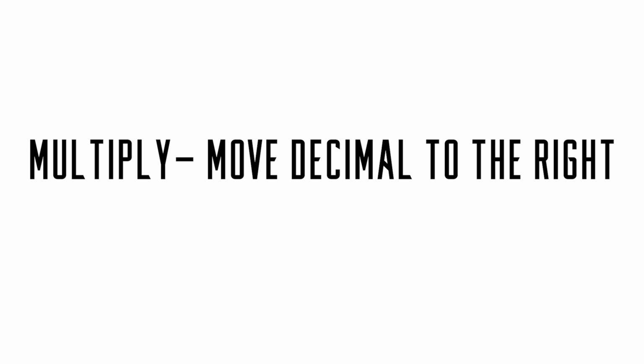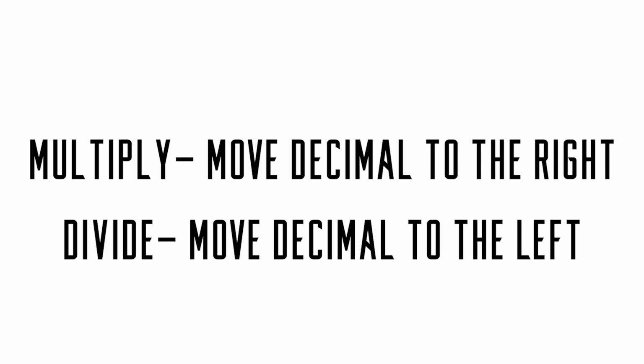This will help with further calculations, and it's good to know that we can hop the decimal to the right if we're multiplying by 10 or 100 or 1000 or bigger powers of 10, or when we're dividing we can hop the decimal to the left if we're dividing by 10, 100, 1000 or bigger powers of 10 as well.